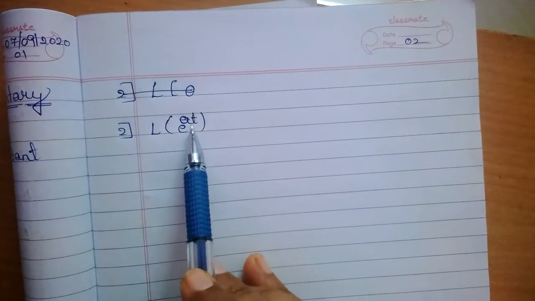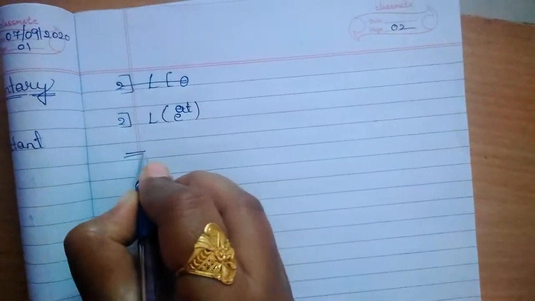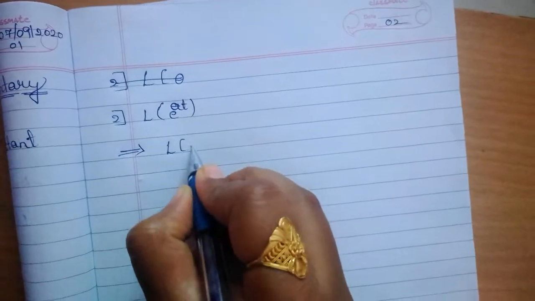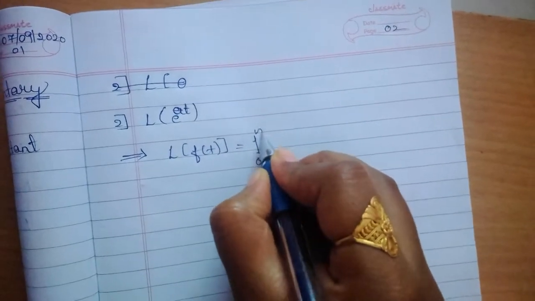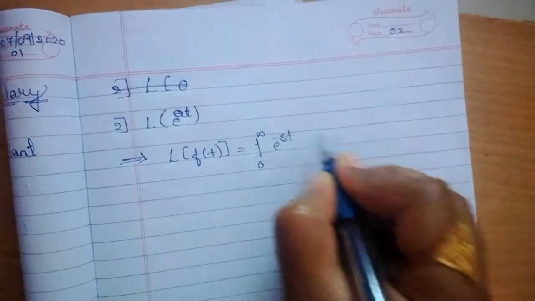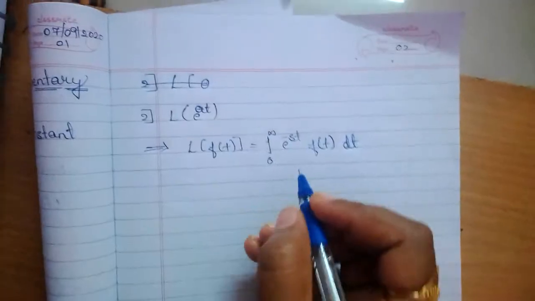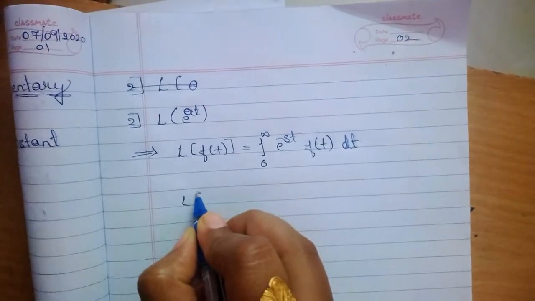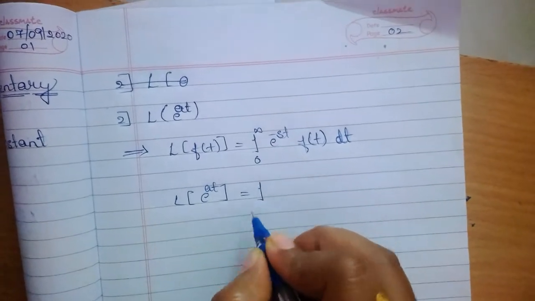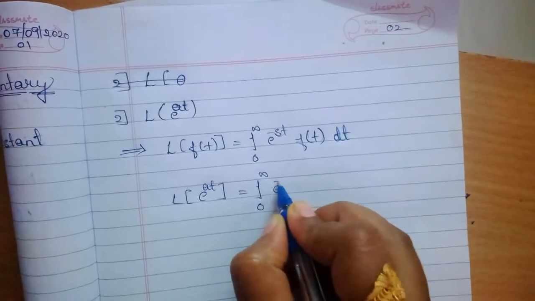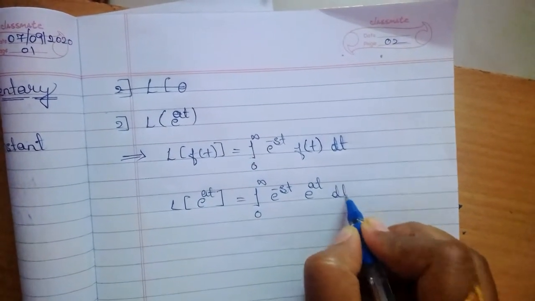Second one, Laplace transform of e raised to at. Here also a is any constant. In the same way, first we have to consider the basic definition. L of f of t is equal to integration from 0 to infinity e raised to minus st f of t dt. Here our f of t is e raised to at, so L of e raised to at is equal to integration from 0 to infinity e raised to minus st into e raised to at dt.